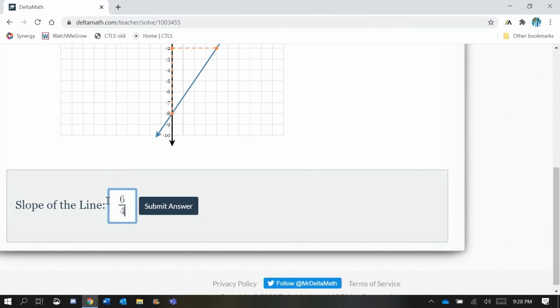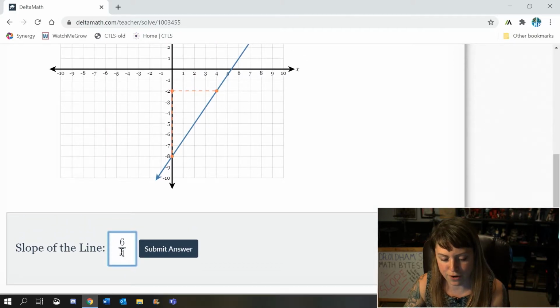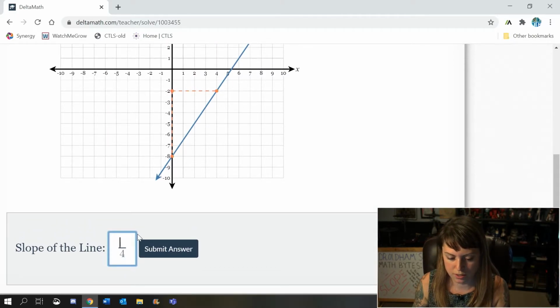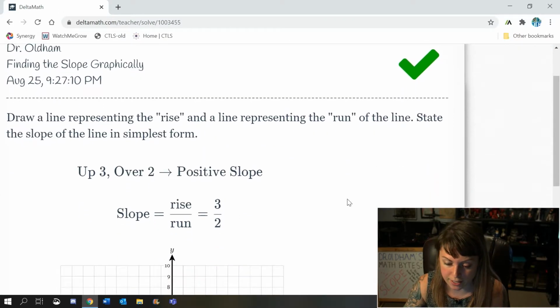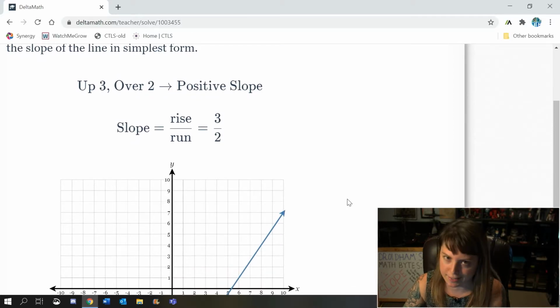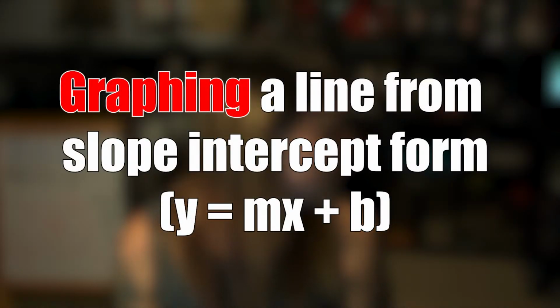If we type 6 over 4, it's not gonna be happy with us because we have to simplify that fraction. We take a 2 out of each, divide out of 2, and I will get 3 over 2. And that is our correct answer. So 6 over 4 isn't wrong, but it's not simplified. And that is how we're gonna find the slope of a line.